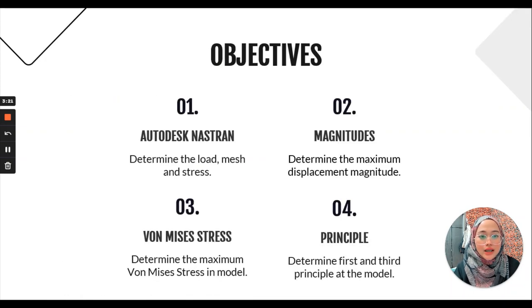Next, the objective. First, Autodesk Nastran. We want to determine the load, mesh and stress using Autodesk Nastran. Second, we want to determine the maximum displacement magnitude. Next is the von Mises stress. We want to determine the maximum von Mises stress in the model. And lastly, the principal stress. We want to determine the first and third principal stress at the model, which is the crane hook.